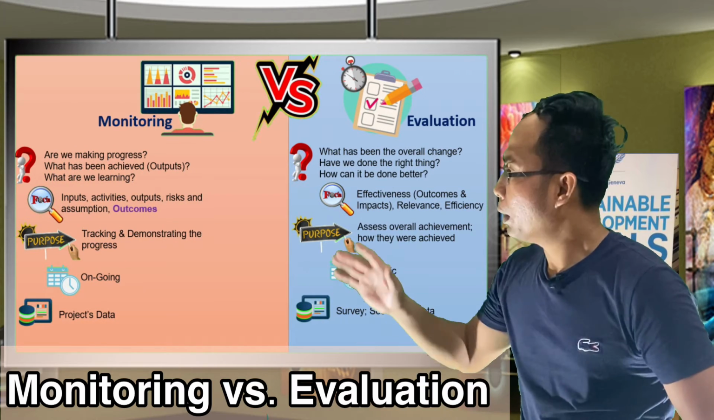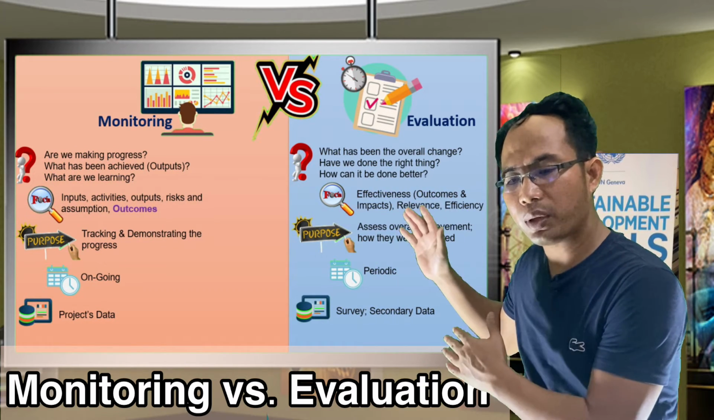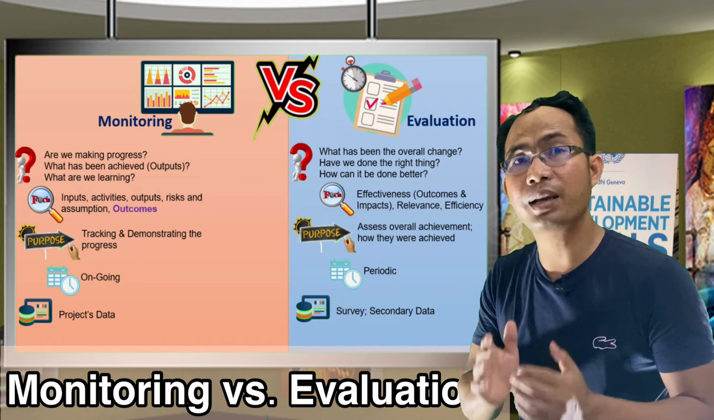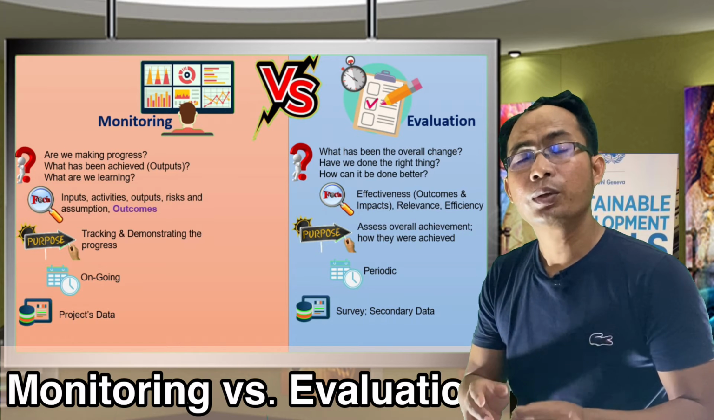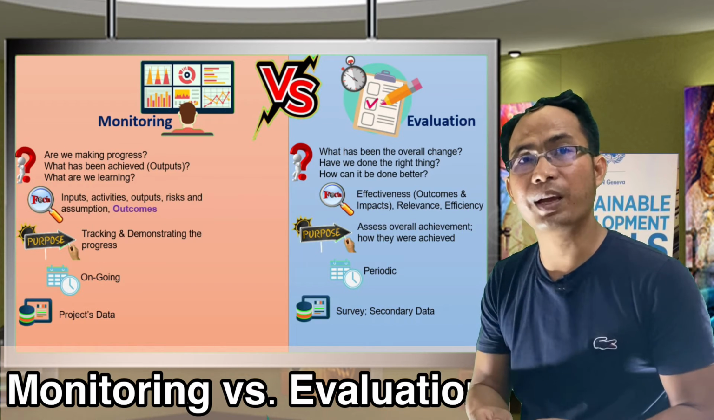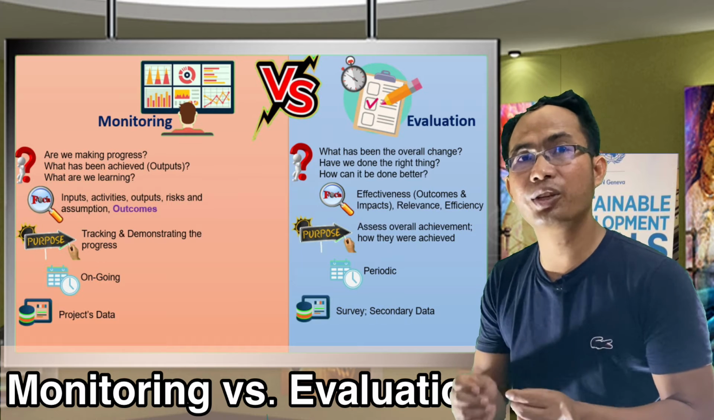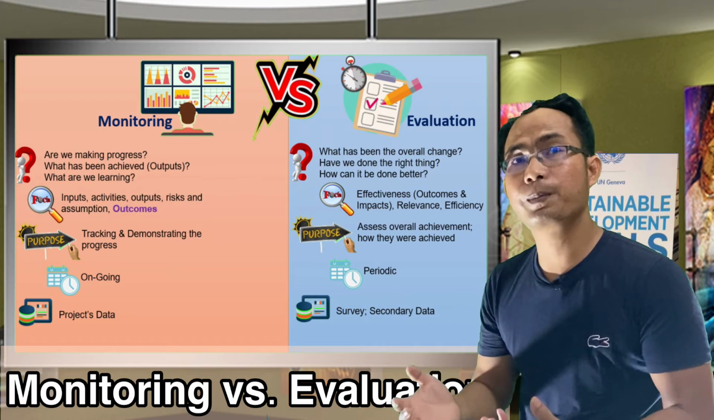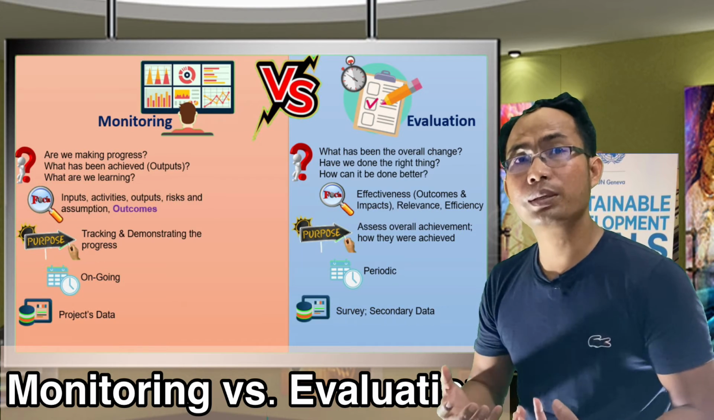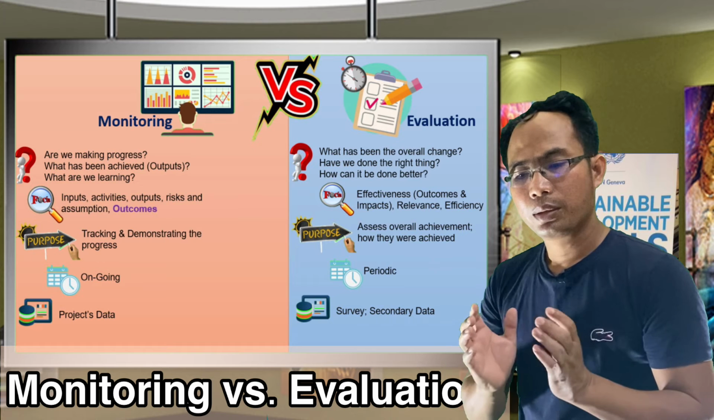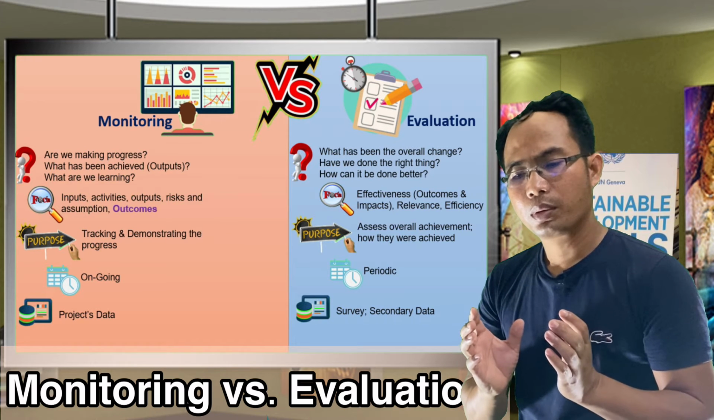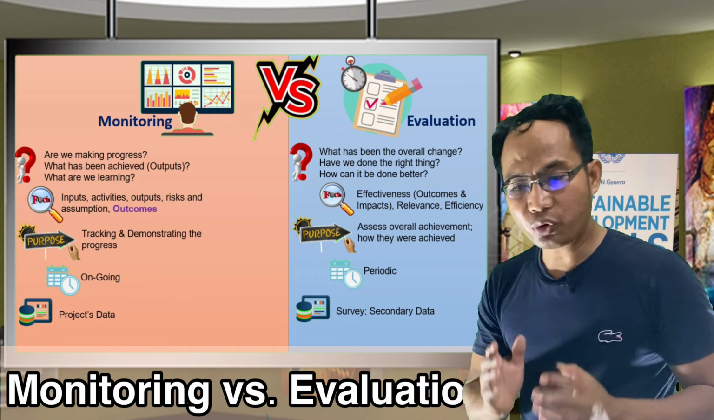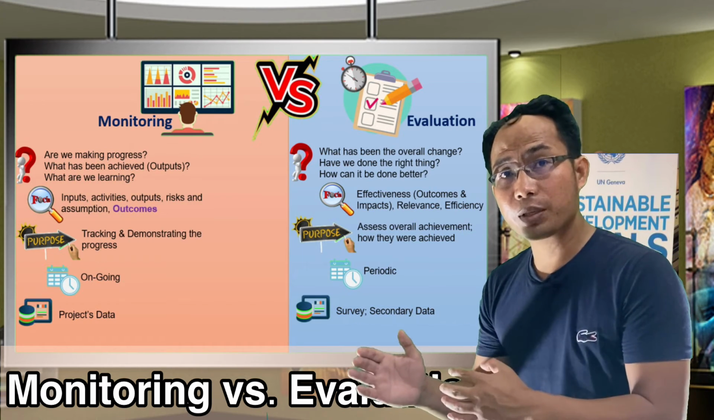Now, if you look at the source of the data for project evaluation, it will be more focused on or relying on the survey. We have to conduct a survey, like I mentioned earlier. We need to go down to the field to meet our target groups or relevant stakeholders to get some data, to respond to our outcome indicators, or to track our outcome indicators.